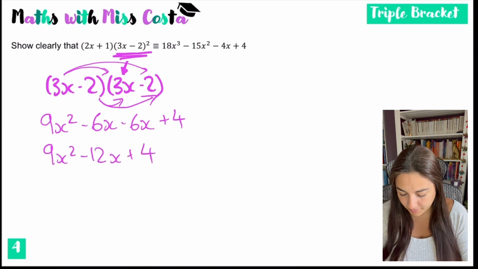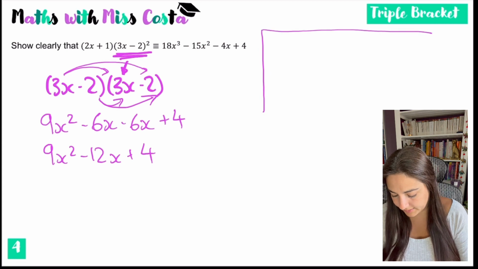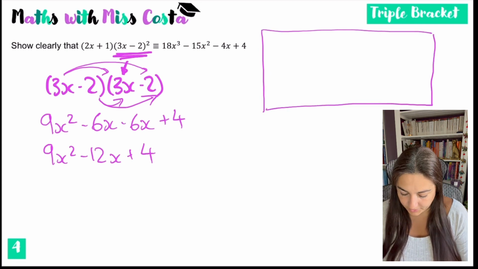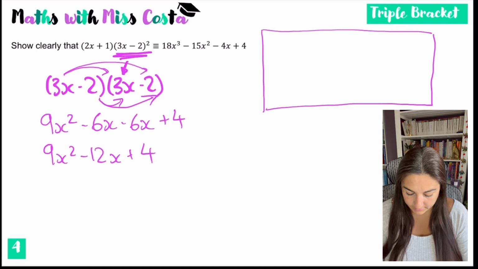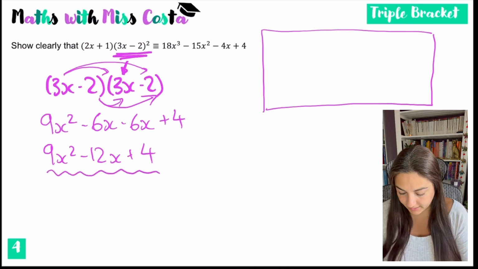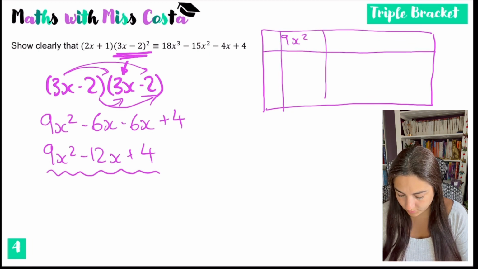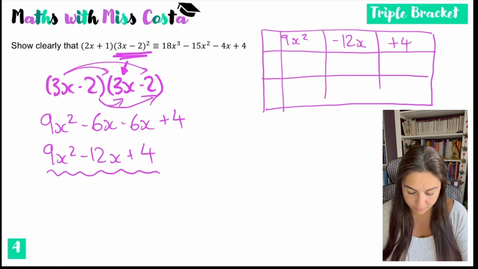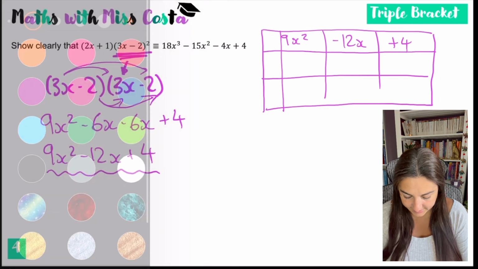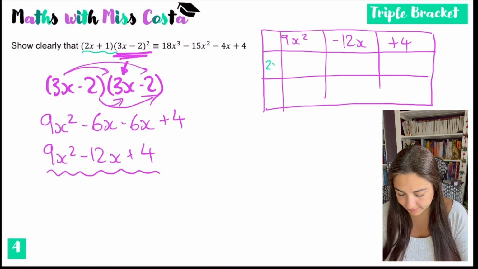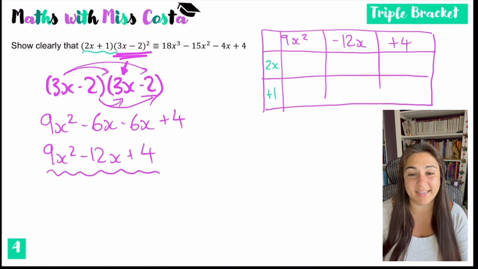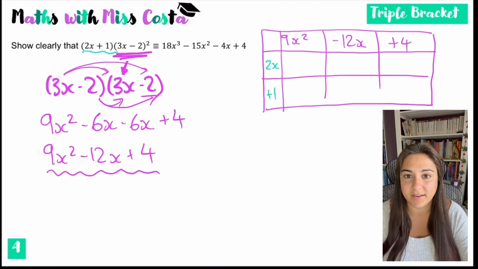Okay, now here is the part where I recommend you use a little grid. So write your expanded double bracket here. So you've got 9x squared, then you've got minus 12x plus 4, and then over here write the bracket that's left over, which in this case is this little one here. So you've got 2x plus 1. And the reason I say this is just because it means that no term is left accidentally, and also it's a lot easier to simplify it.